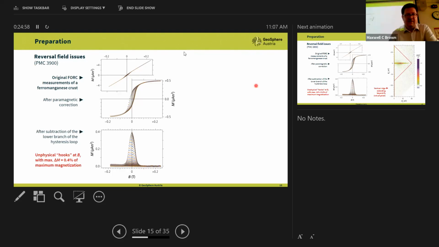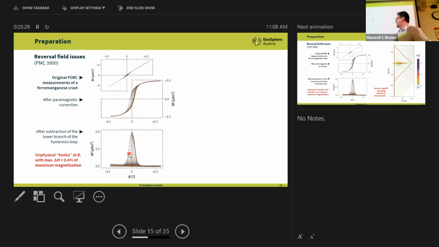And you see here also a very challenging sample. These are the original measurements, a lot of paramagnetic contributions, so all the ferromagnetic stuff is condensed into an invisible region. If you do the paramagnetic correction, it gets better. Then you can also subtract the lower branch of the hysteresis loop from all measurements and get the differences. The differences really blow up the space that is enclosed by the hysteresis loop.